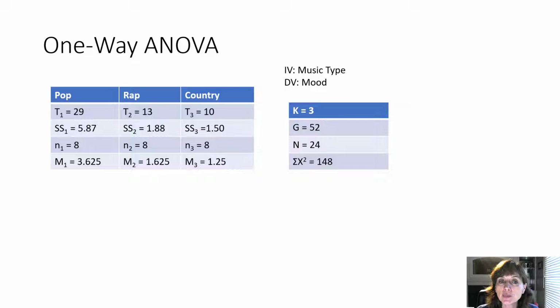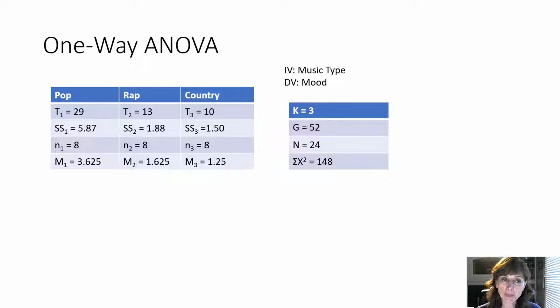So when we do one-way ANOVA, we typically have 3 sample means. We can have more, but in my example here, we have 3 sample means. And the way I've set this up is we have an independent variable, which is music type. So people either listen to pop, rap, or country music, and the dependent variable is their mood. So I have some preliminary information here for us to use when we do our calculations.